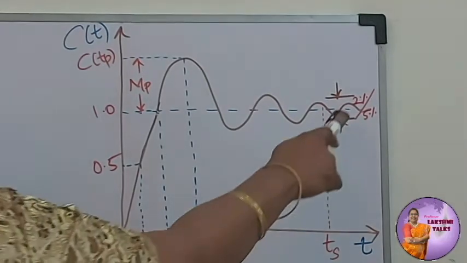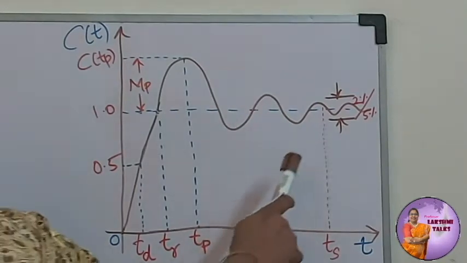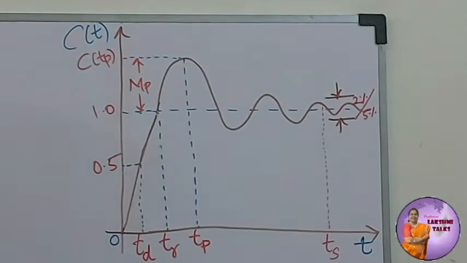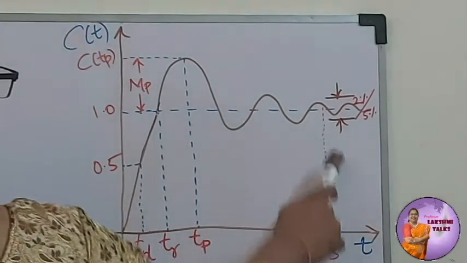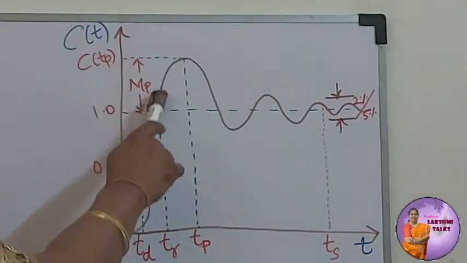So when you take 2% as the tolerance, it means the time taken to reach and stay within 0.98 and 1.02, right? So that time is called the settling time. Settling time is the time taken to reach and stay within plus or minus 2% or 5% of the final value. Then what is this MP?